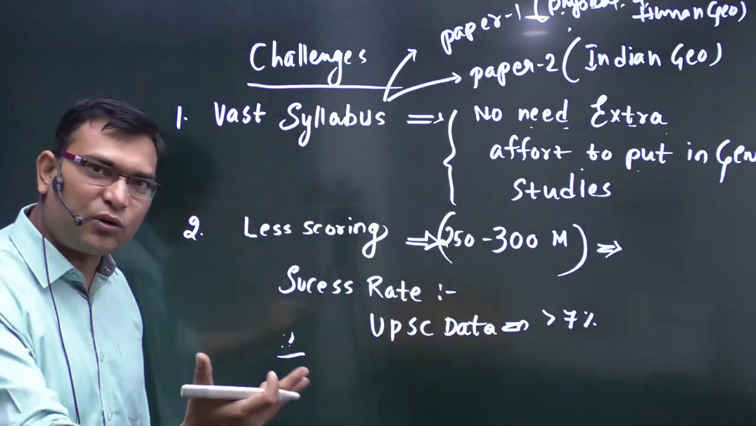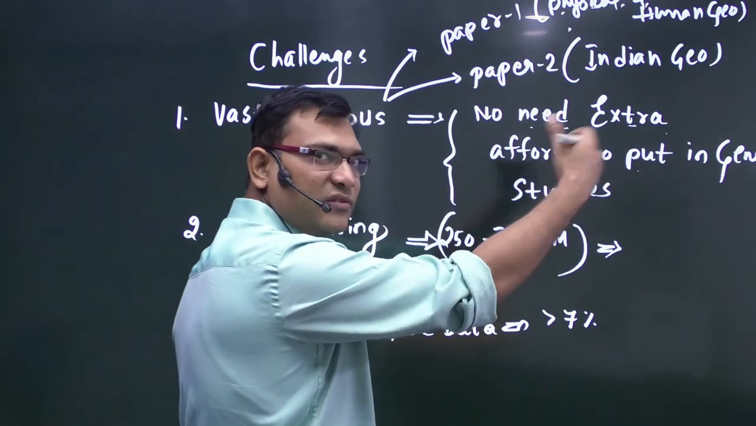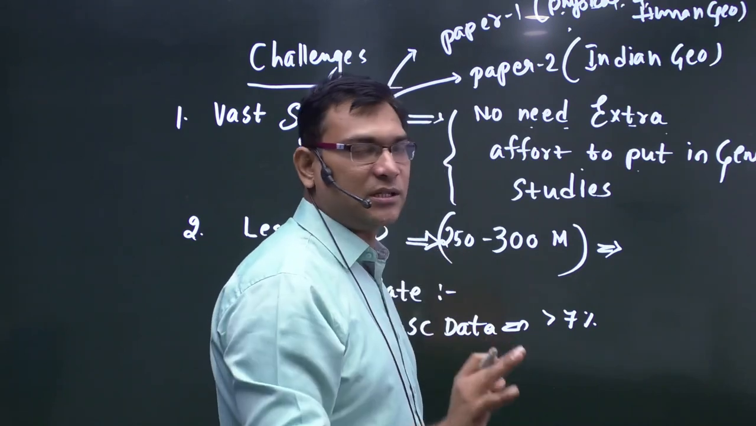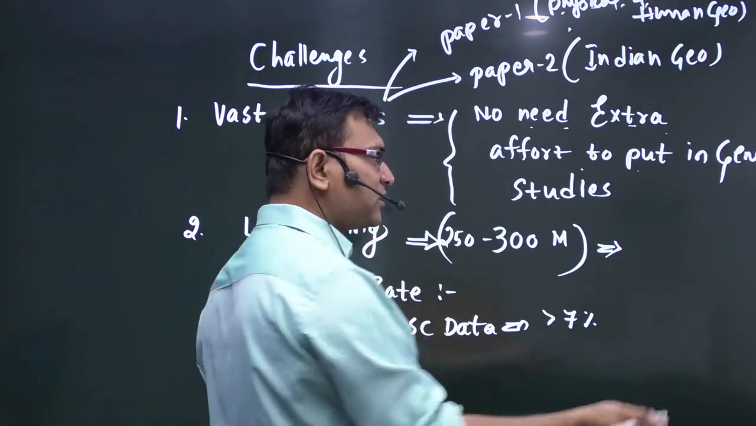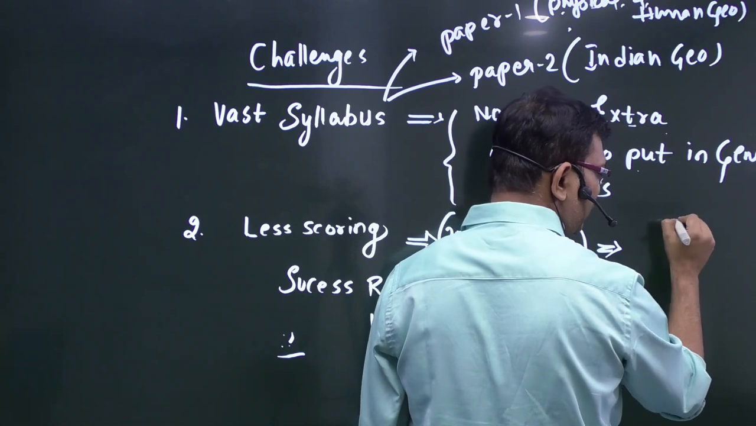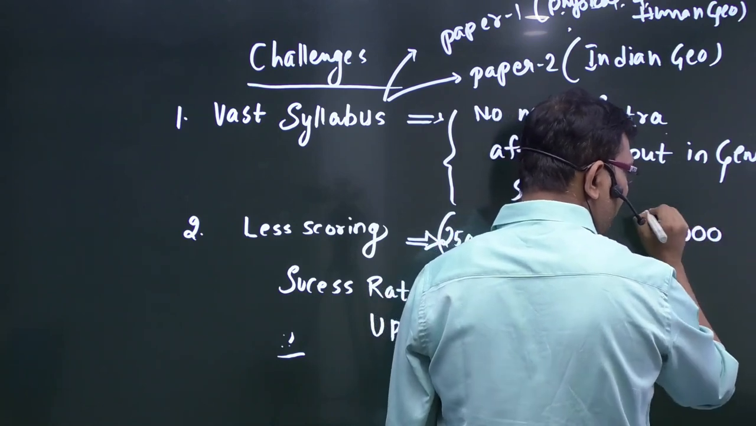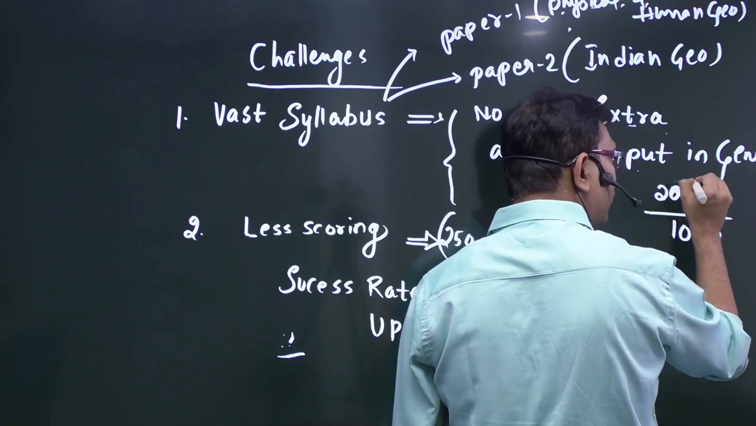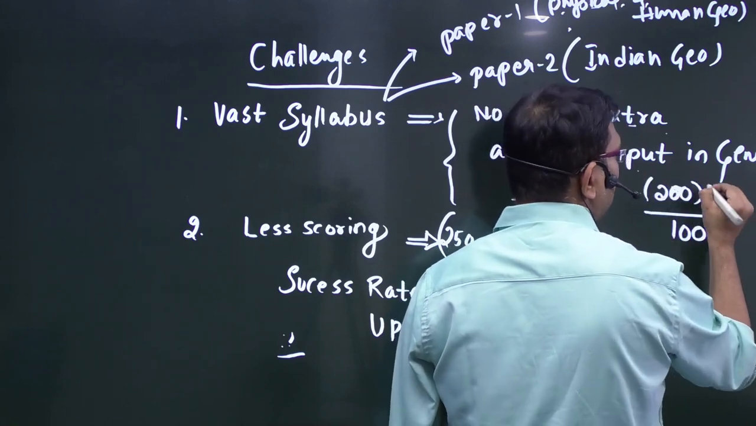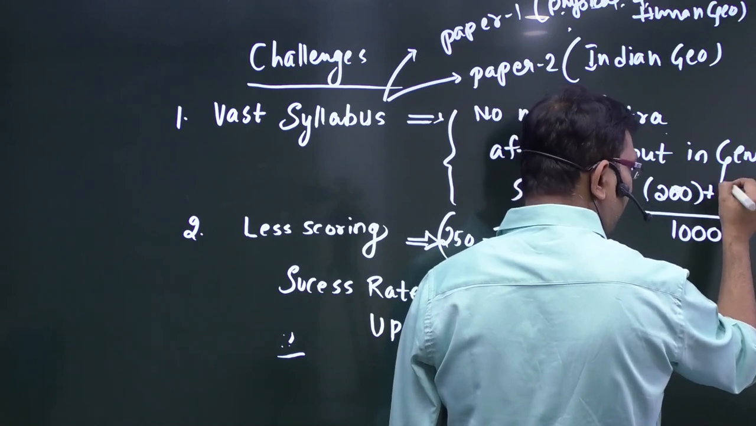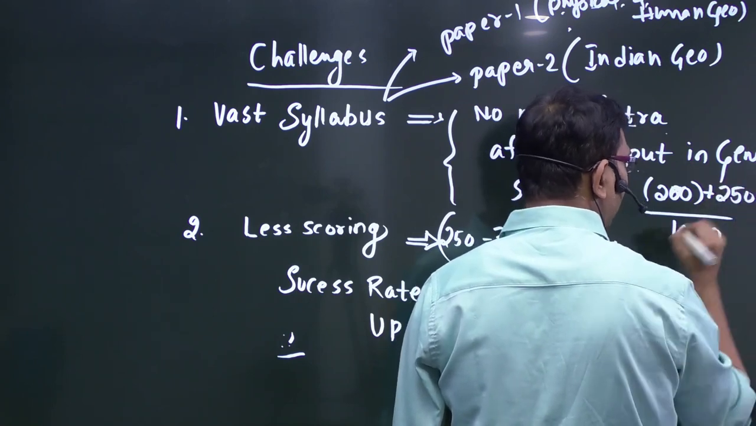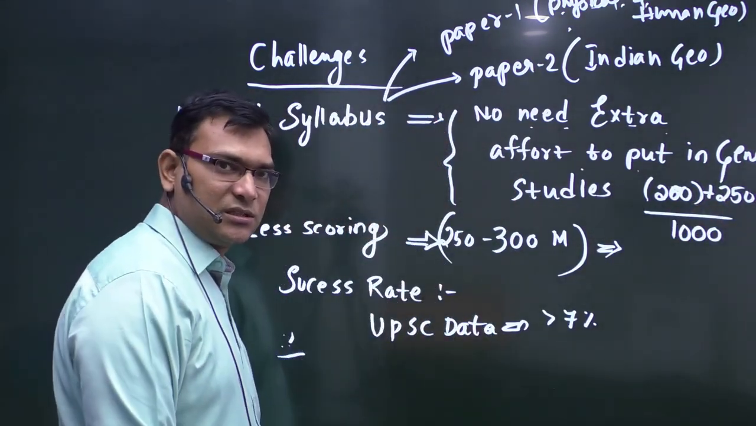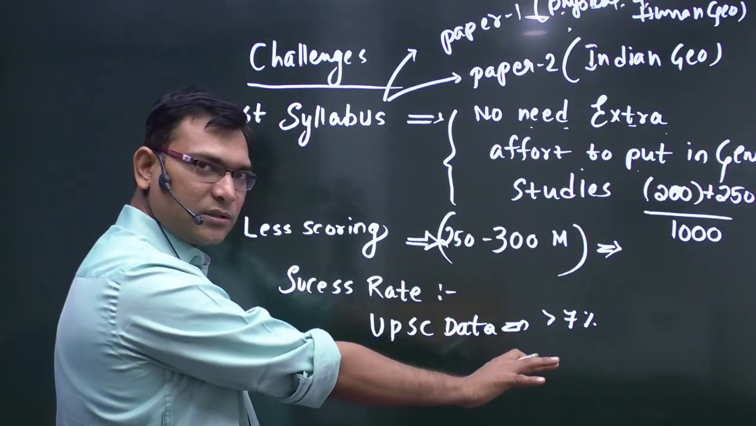Out of 300 marks, you are getting 150 in the GS also, and 150 or 200 marks you can easily score in your optional. Out of 1000, 200 is sure shot. If you are scoring 200 or 250 only through the geography optional, you're almost at 45 to 50%. Clear? So this is a very good score, right?